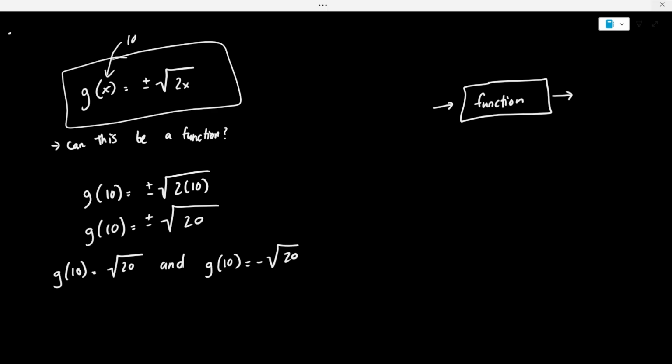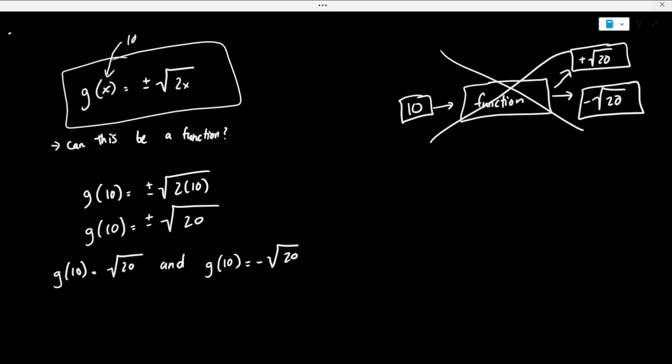This is the problem. What this is doing is taking in one input, right? The input was 10. And it's giving me two outputs. One is positive square root of 20, the other one is negative square root of 20. That's not what a function is. This breaks down how we define a function. So this cannot be a function.